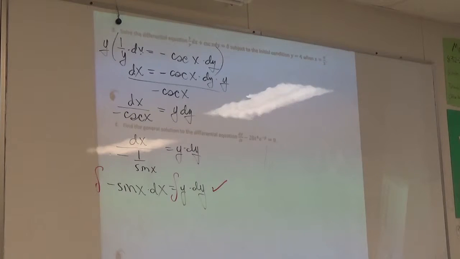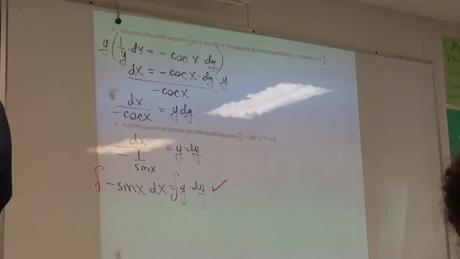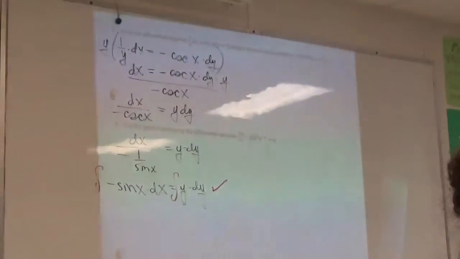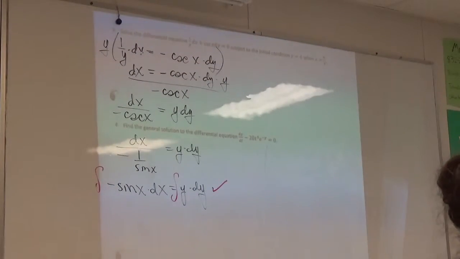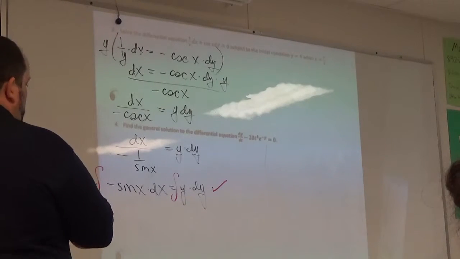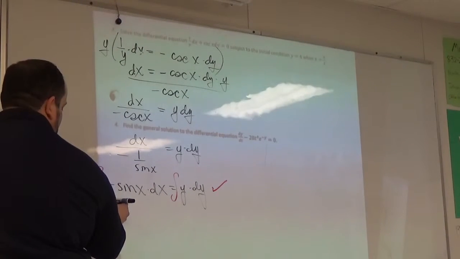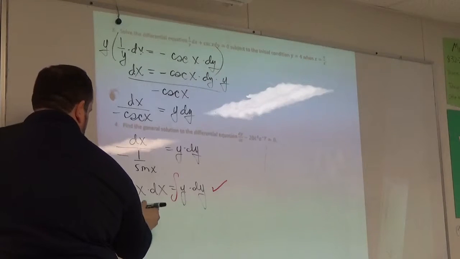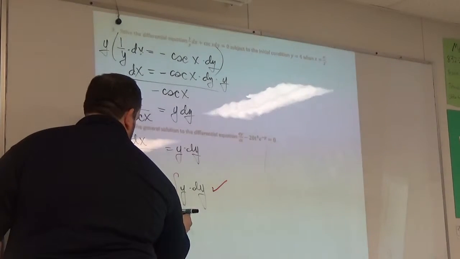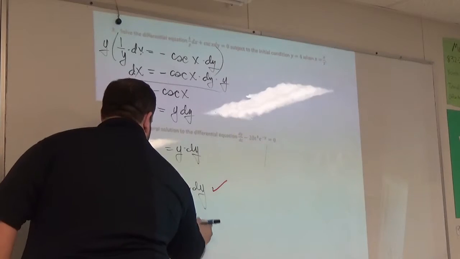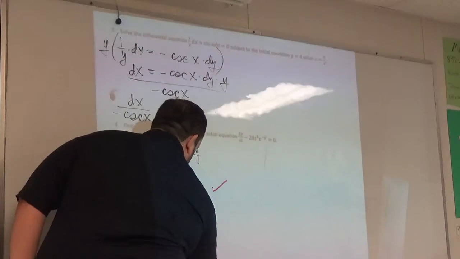Negative cosine. So funny, all the people that think that the antiderivative of negative sine of x is cosine of x. It's not negative cosine of x, Jose. Antiderivative of negative sine of x, cosine. So cosine of x plus c is going to be equal to a half y squared plus c.